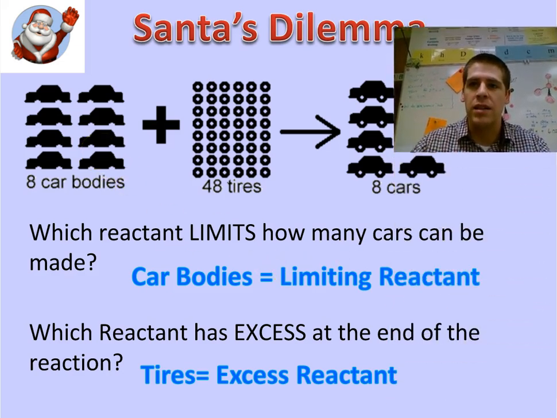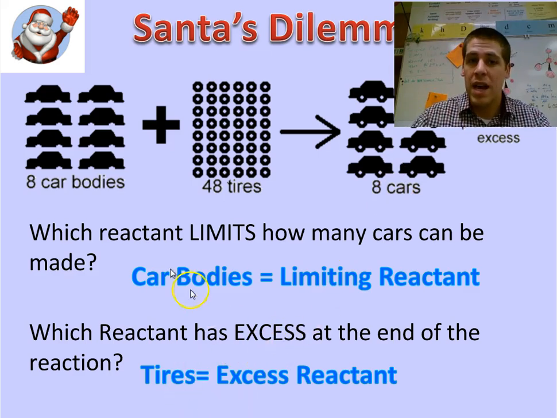The excess reactant is the one that he has extra of, in this case tires, right? So he's only going to use enough tires to fill out his 8 cars. And those are your excess reactants. You still have leftover tires after you're done making the cars, the products.